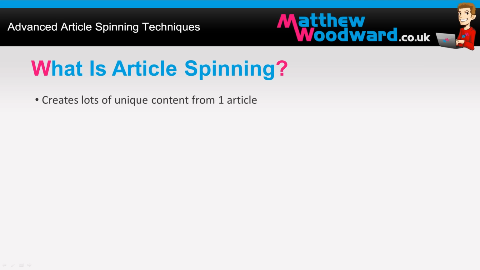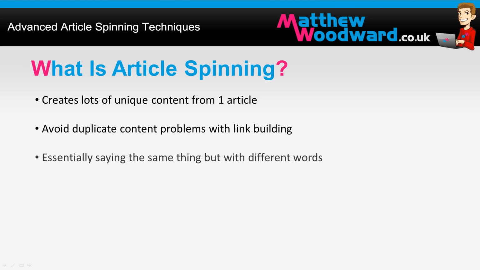Article spinning is a method of creating lots of unique content from one source article. When done correctly, you can avoid duplicate content problems with your link building. Essentially, a spun article is just saying the same thing but in a different way. So let me show you how to spin an article.